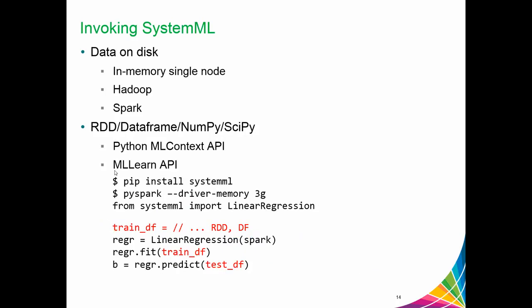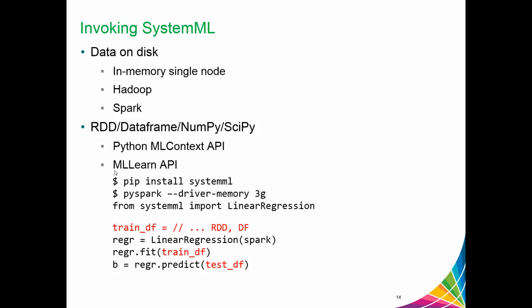MLLearn API allows a Python programmer to invoke SystemML's algorithms using a scikit-learn-like API or Spark's ML pipeline API. Hence, the input data can be a NumPy array, SciPy array, a pandas data frame, or a Spark data frame. Since these APIs conform to the ML pipeline's estimator interface, they can be used in tandem with MLlib's feature extractors, transformers, scoring, and cross-validation classes.